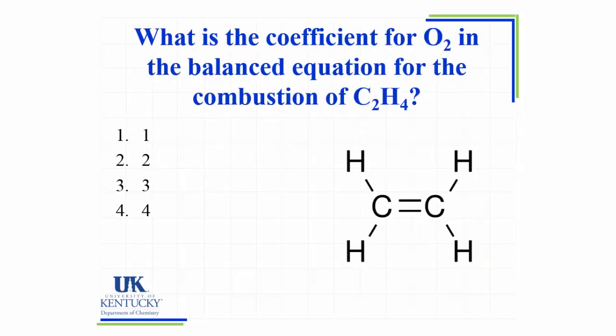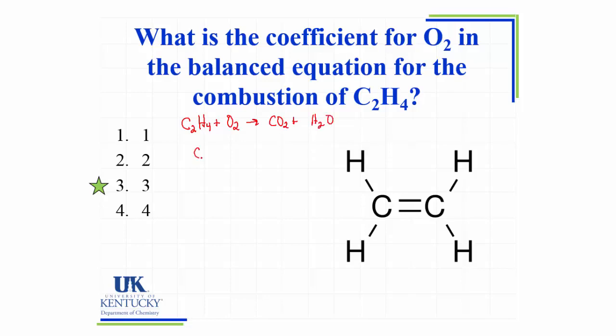So let's look at an example where you determine the coefficient for O2 in the balanced equation for the combustion of C2H4. Remember that when I have a combustion, I'm always adding oxygen and producing CO2 and water. It's no different because I have a compound here with a double bond. So I have my C2H4 plus oxygen yields CO2 plus H2O.